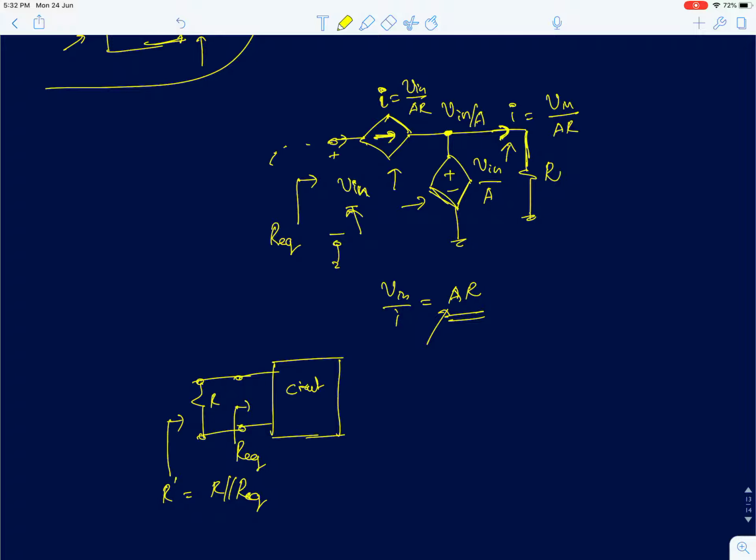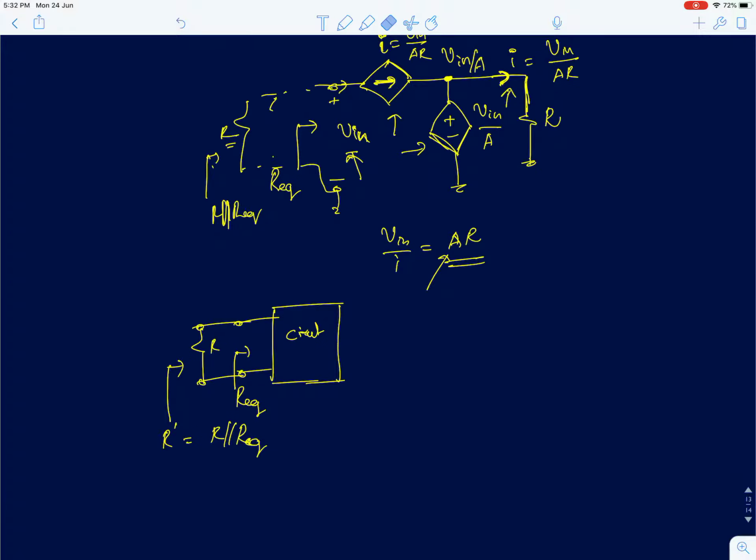So I can simply add a resistance in parallel here. If I add a resistance, it will be in parallel with R equivalent, so R parallel R equivalent will be the resistance. These are obvious if you have done a basic course on circuits, but for those of you who are learning for the first time, I'm just giving those points out.